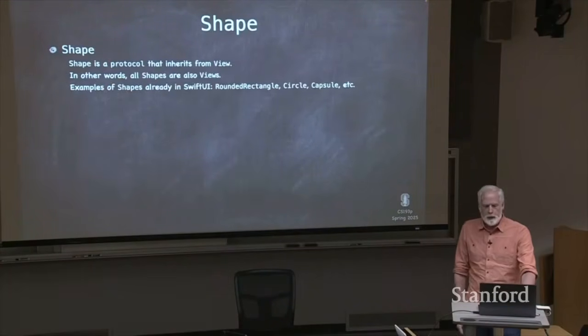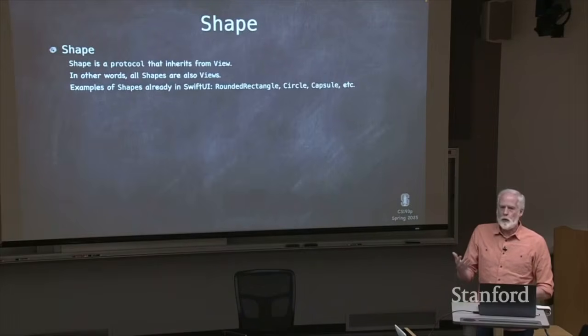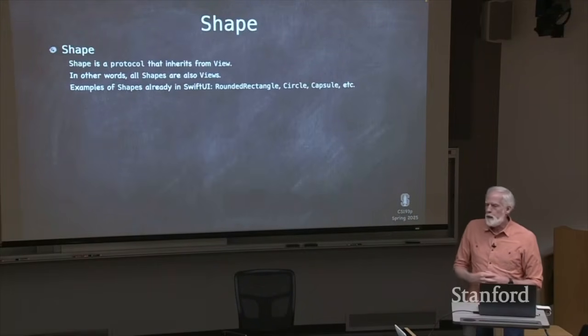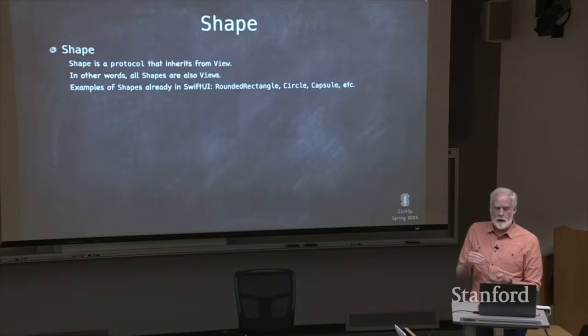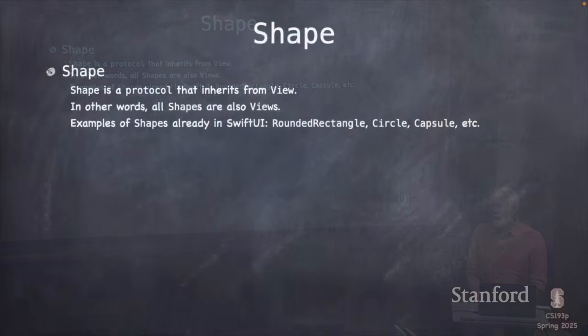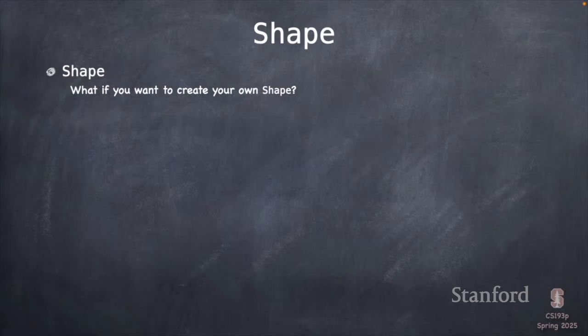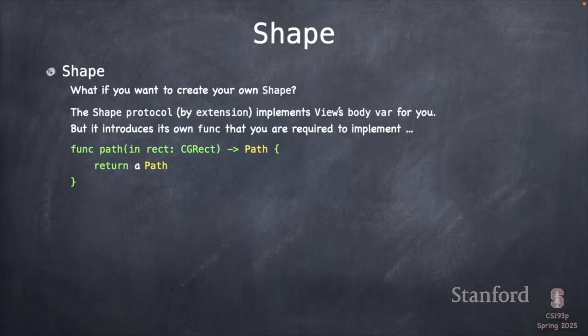All right, so shape. Shape, as we know, is a protocol. Things behave like a shape. And that protocol inherits from view, which means that all things that are shapes also behave like a view, which is kind of cool. The examples of shapes, of course, are rounded rectangle, circle, all these things that we have seen. So what do you do if you want to create your own shape? The shape protocol already does var body because it inherits from view, but it adds its own required thing, which is path in rect. So you have to implement this path in rect if you want to implement your own shape.